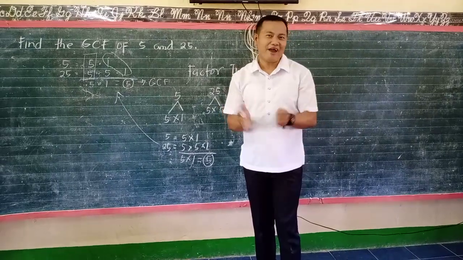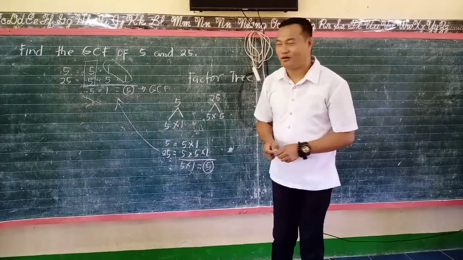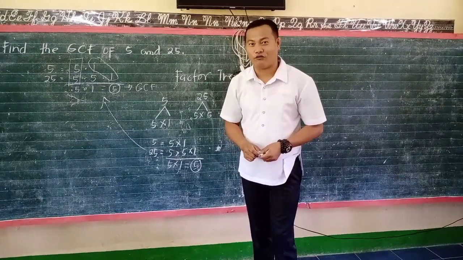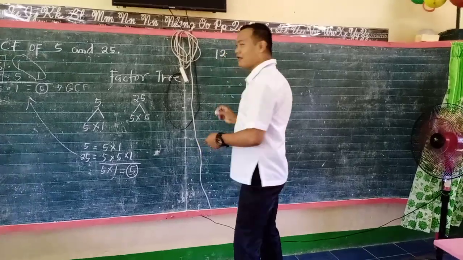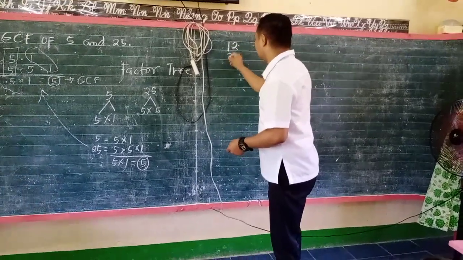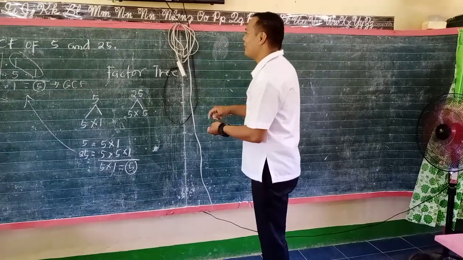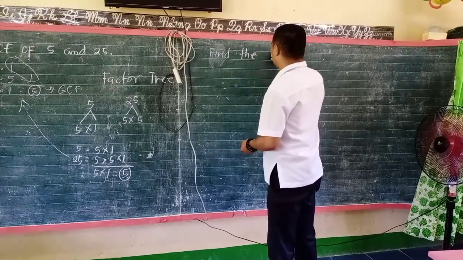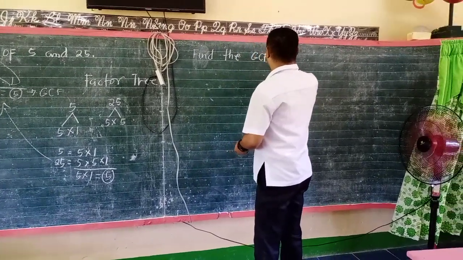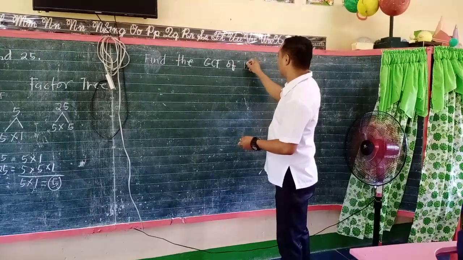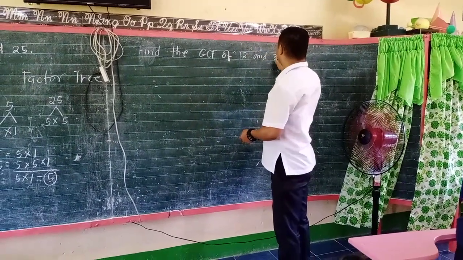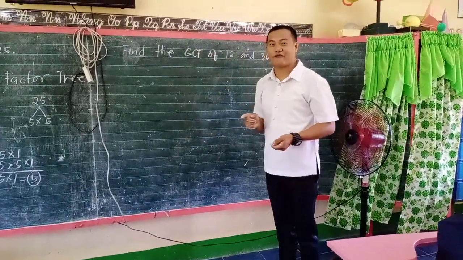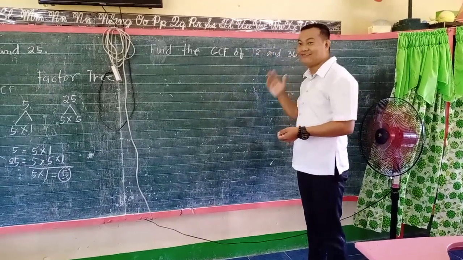Understand? Very good. Now, let's have another example. This time, we want to get the greatest common factor, or the GCF, of 12 and 36. We write it down. Find the GCF of 12 and 36. Alright, so there, again, we are tasked to find the greatest common factor of 12 and 36.